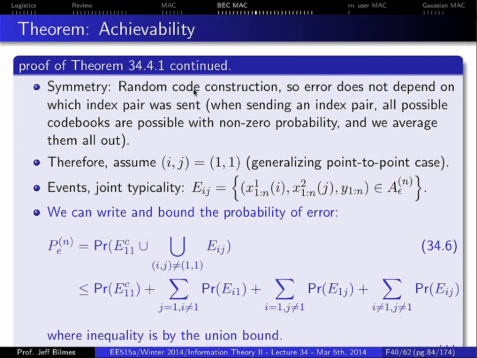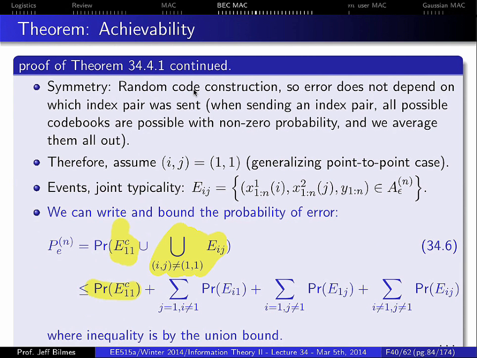So here's that probability. The probability of error is, for that first instance, the complement of the joint typicality with 1, 1, which is the probability of the atypical set. And then we take the union over all indices that are not both 1, 1. With the union bound, all we need to do is show that an upper bound of that probability goes to 0. So we're going to break apart these events into the union of these individual events, which is an upper bound, but if we can show that each one of these terms goes to 0, we're done.